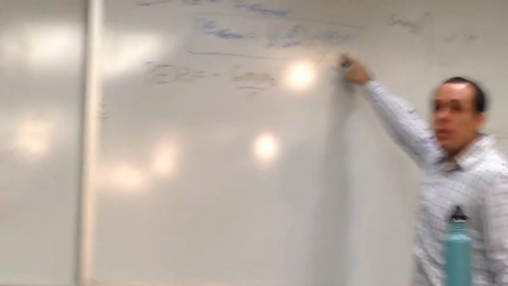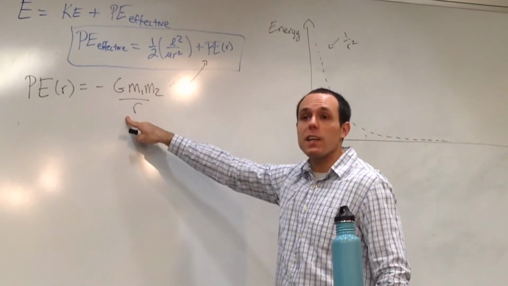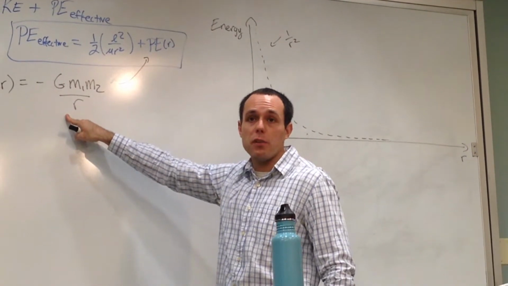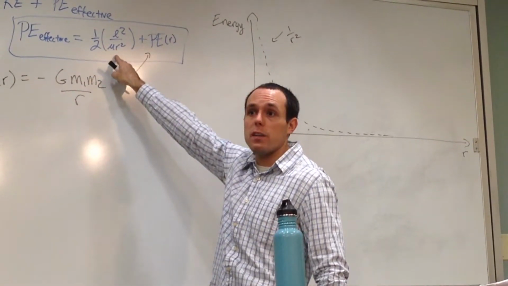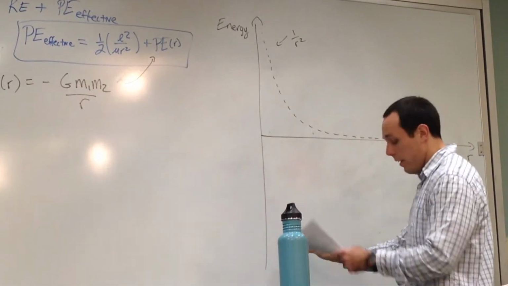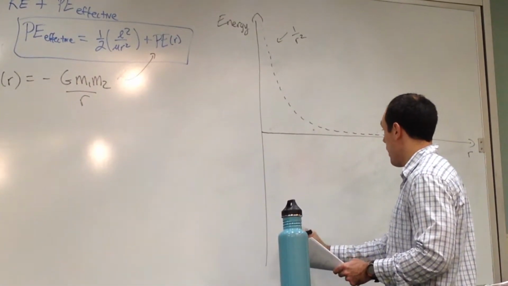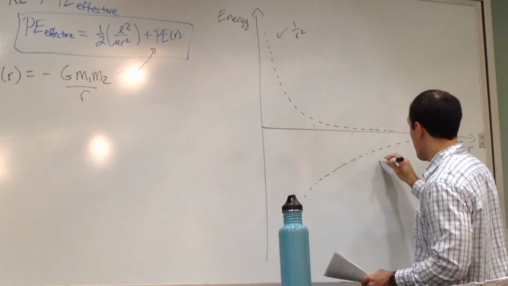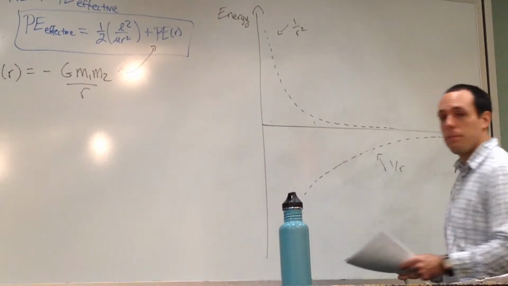The potential energy due to the central force, in this case gravity, is 1 over r. Now 1 over r in terms of magnitude does drop, but it doesn't drop as quickly as 1 over r squared. And it's negative. So if we look at this one, it's going to appear like this in our graph. So this is going to be our 1 over r term.